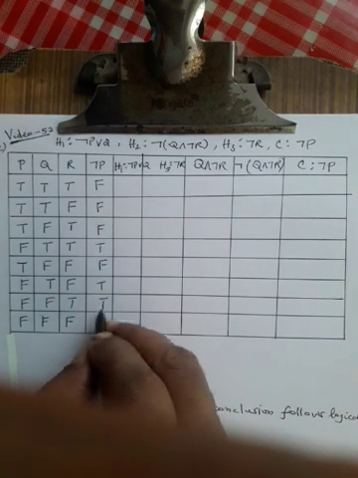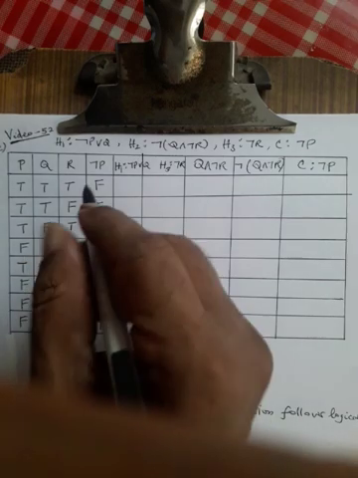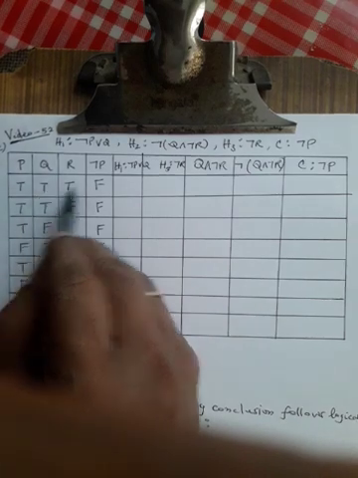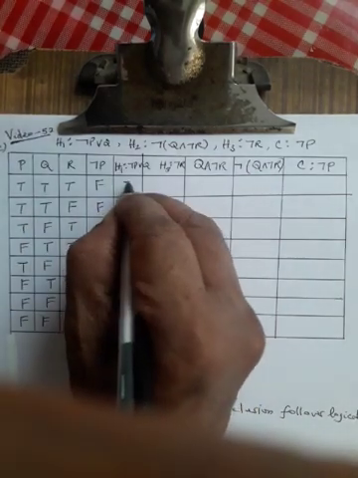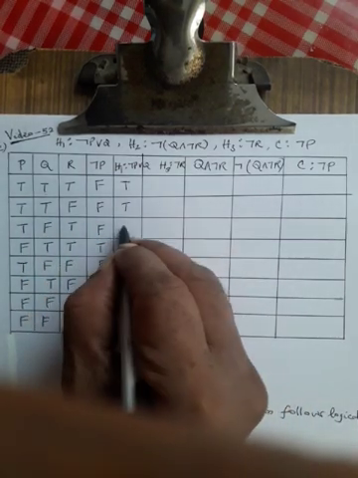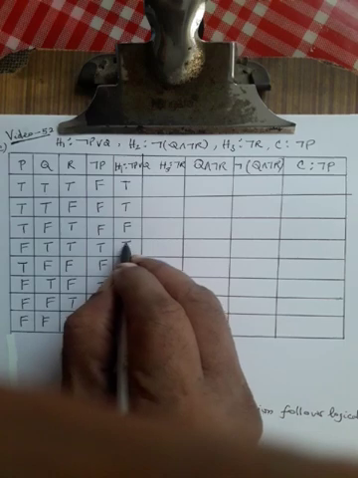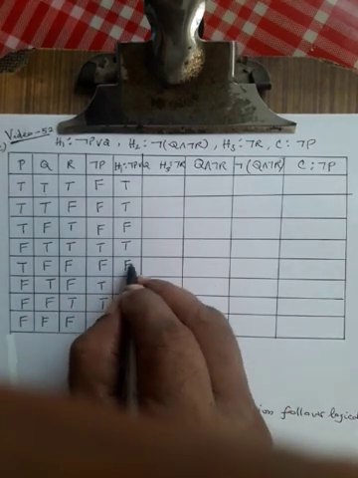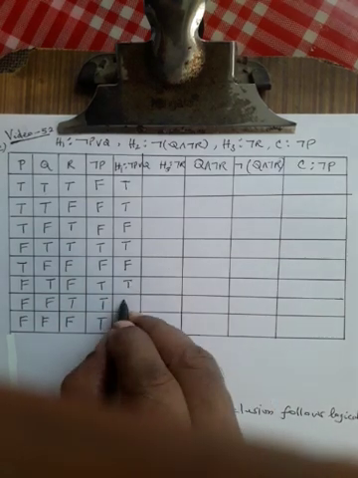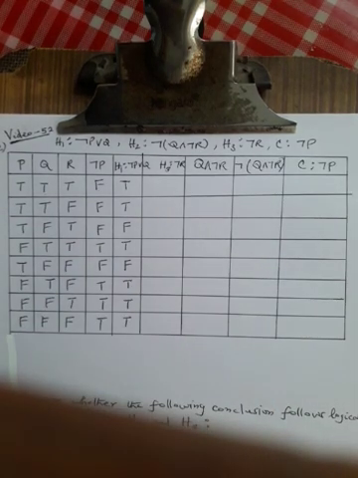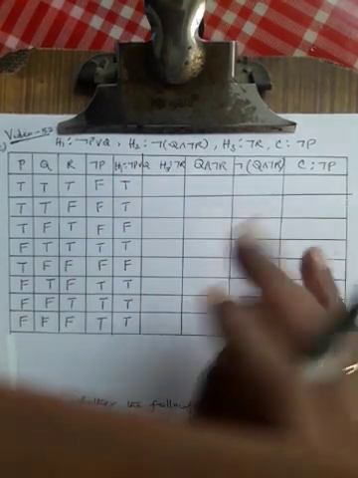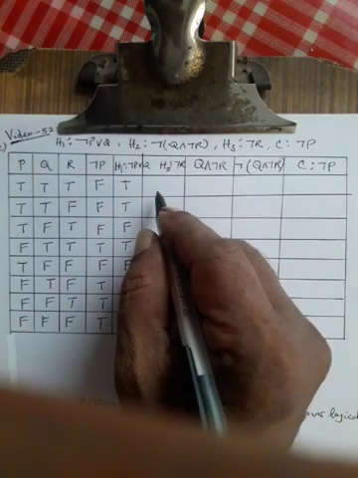F, T, T, T. Now negation (P or Q): in this fourth column and second column, or, T and F. One of them is T means T. T, F, T. F, F is F. T, T is T. F, F is F. Second and fourth, T, T is T. F, T is T. F, T is T. Or means if both are T, it is T. If one of them is T, it is T. False only if both are false.